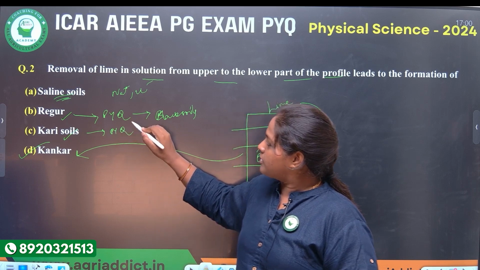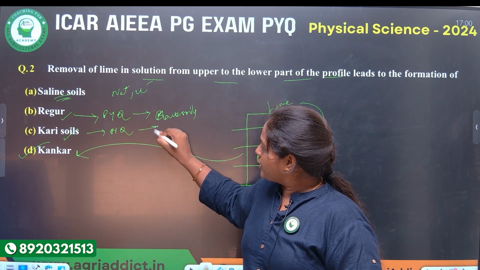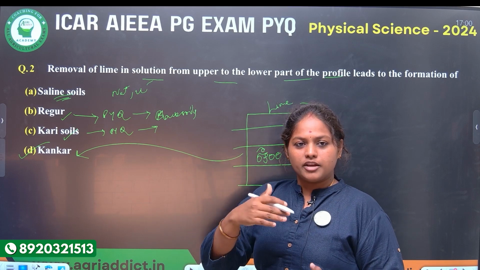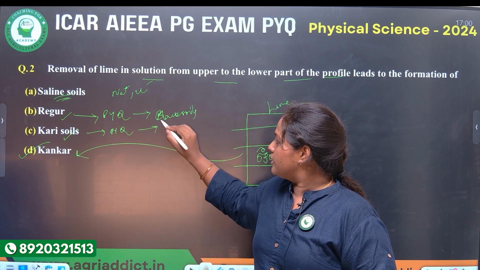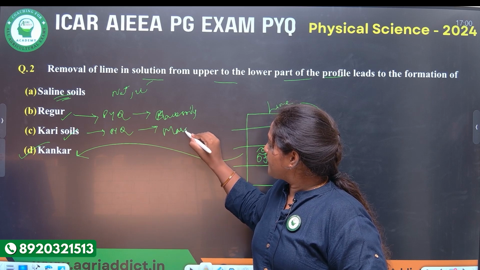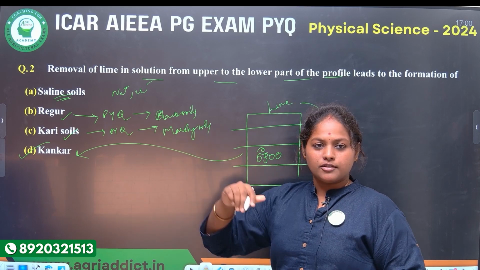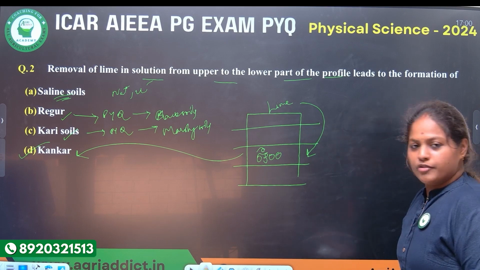See, from one question you are getting nearly 3 PYQs. So, if you are solving PYQs, you can analyze your preparation also in this way. Kari soils are nothing but marshy soils which are found in the pockets of Kerala. Moving on to the next question.